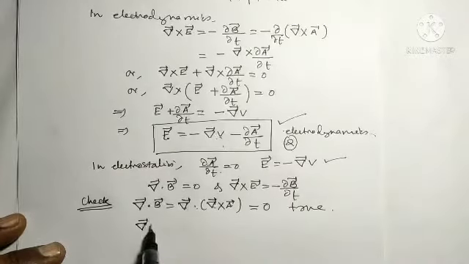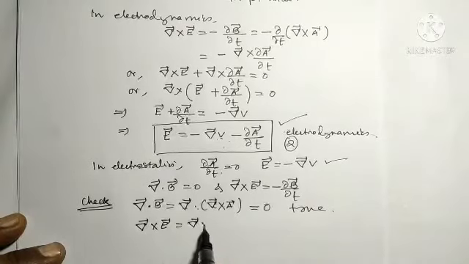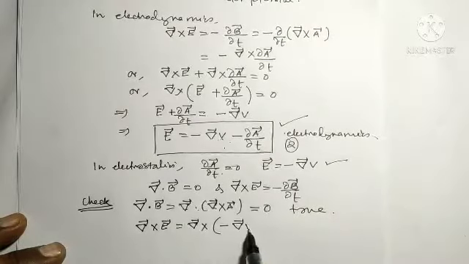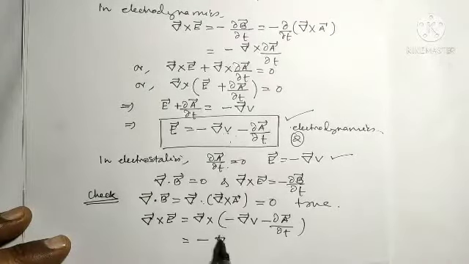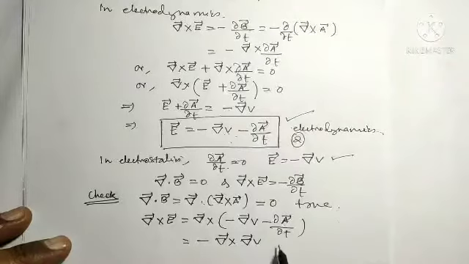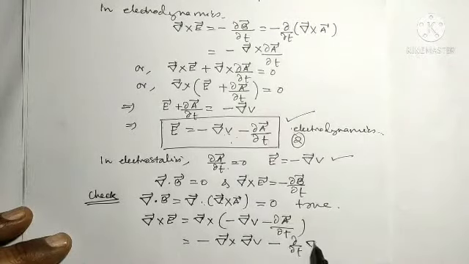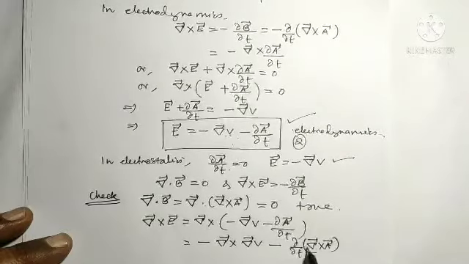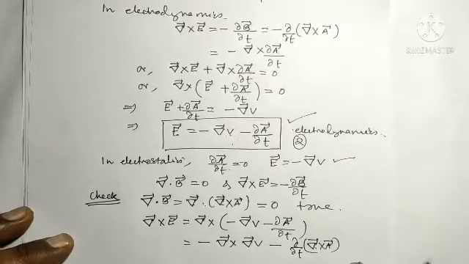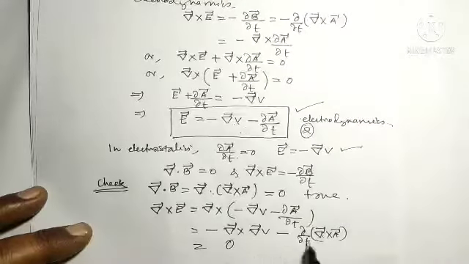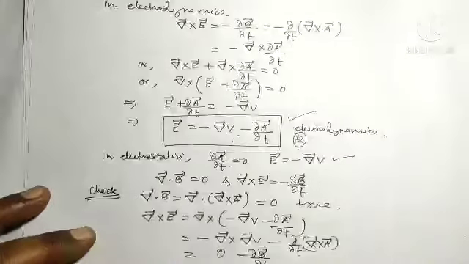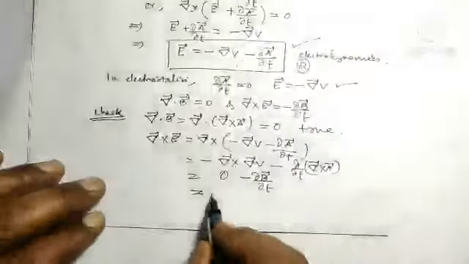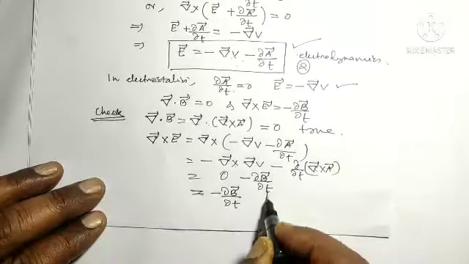And second, del cross E, where E is minus grad V minus del A by del t. So minus del cross del V minus del by del t of del cross A. Here we insert del into the partial derivative with respect to time. So the first term is 0 and this is minus del B by del t. So this is equal to minus del B by del t, which is true.